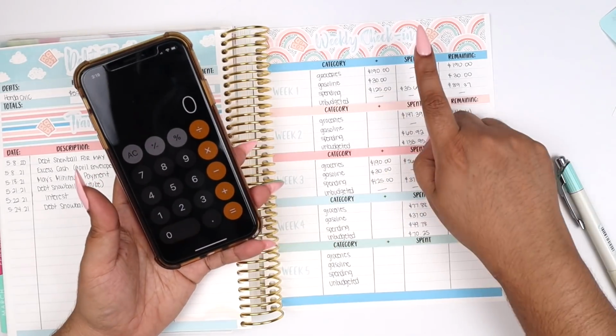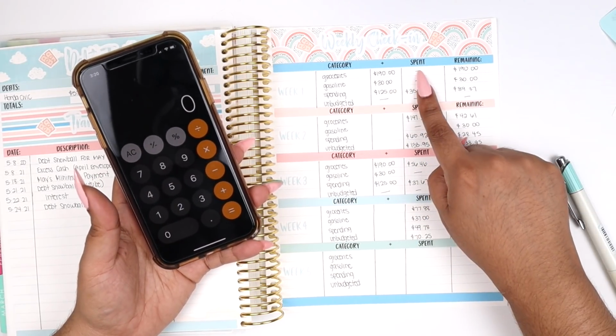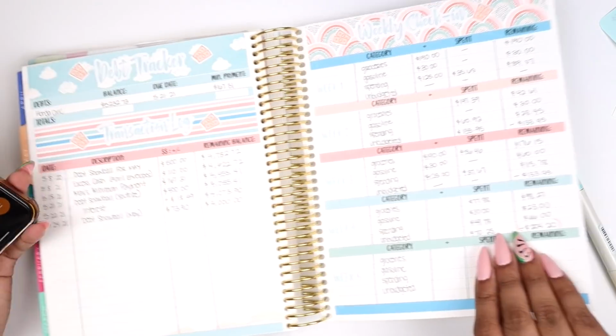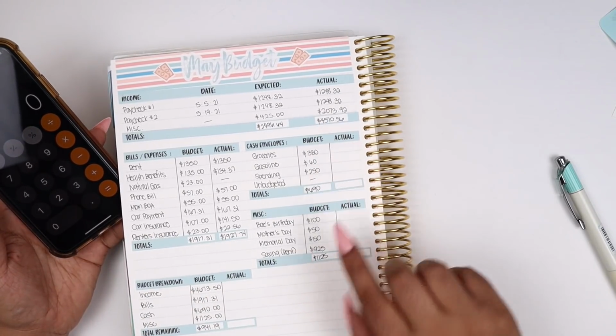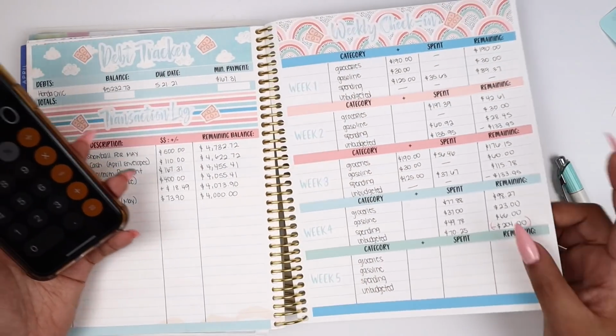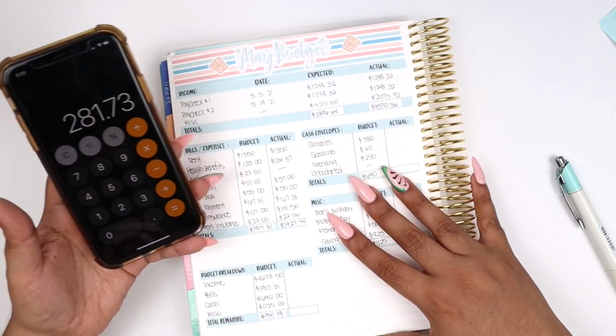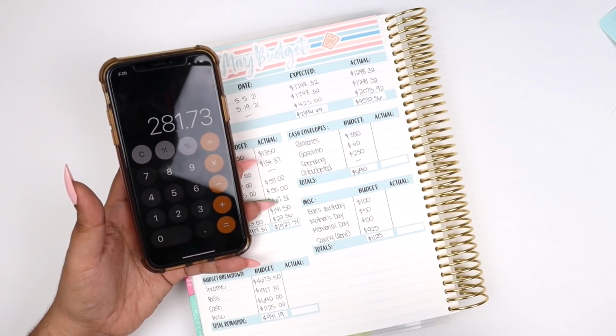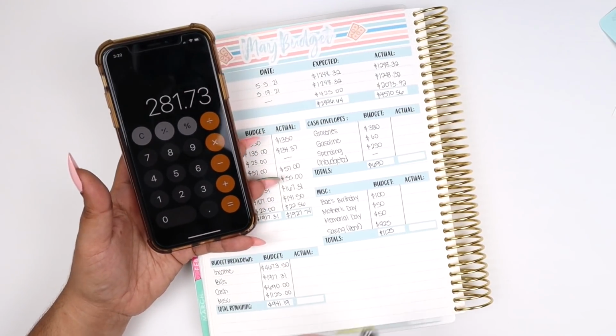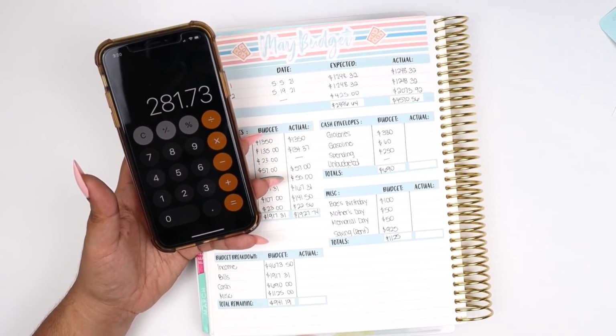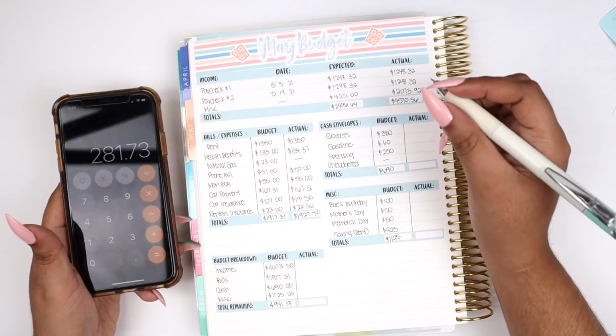So for the month of May, I'm going to concentrate on groceries because that is the first category that I have here. I estimated that I would spend $380, but in fact I've only actually spent $281.73, meaning that I over budgeted for $100.